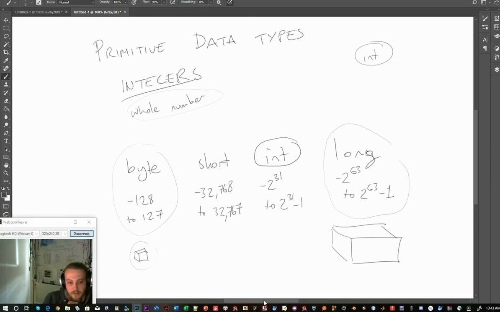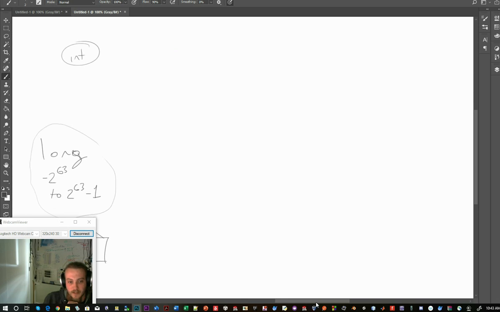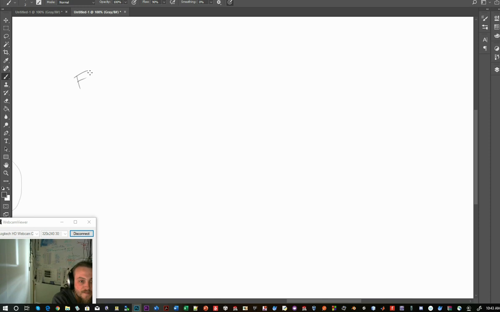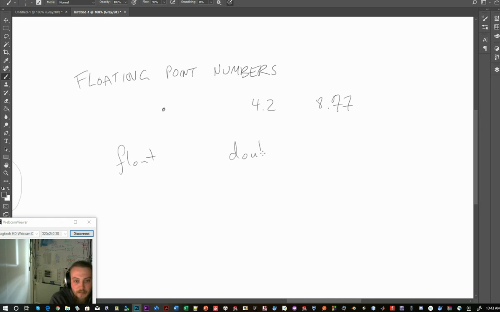We then are going to have a look at another set of data types, and these are our floating point numbers. Now this means that you can have a decimal point, okay? So you can have numbers like 4.2, 8.77, and so on. Now you've got two data types that you can use. You've got float and double.